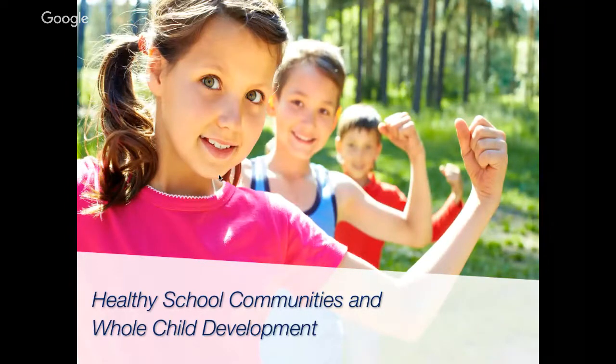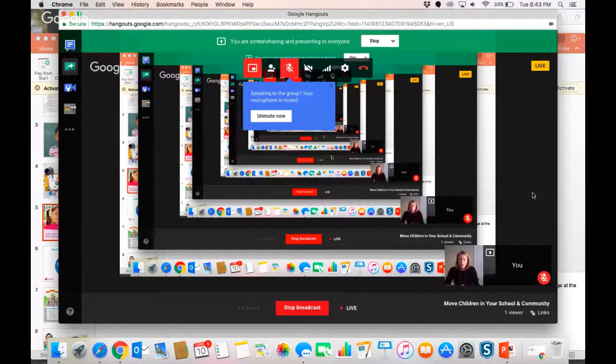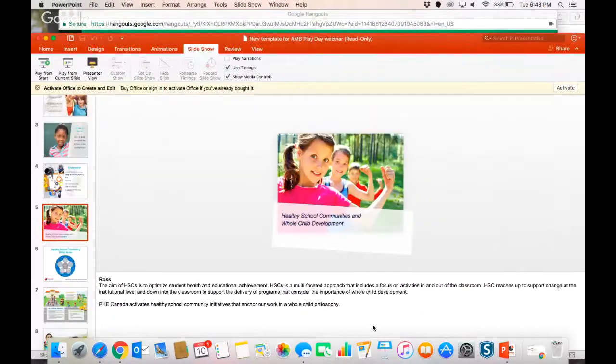So moving into healthy school communities and whole child development. I'll just move over to the next slide to give you a picture representation of the healthy school communities model. So the aim, if you're not familiar with the healthy school communities model, or comprehensive school health as it's called in other contexts, it's a model that's used to optimize student health and educational achievement.